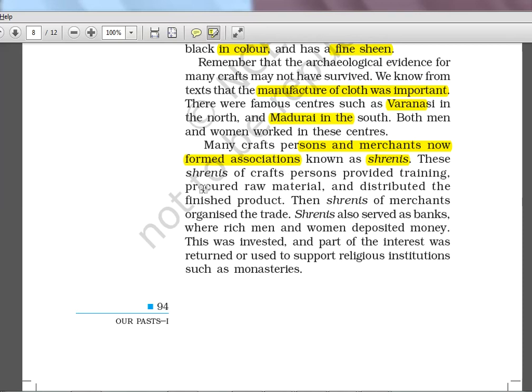They provided training, procured raw material, and distributed the finished products. Then Shrenis of merchants organized the trade, and they also served as banks. Okay, so these kinds of statements UPSC will put: which of the following are true, or what is Shrenis related to. So you should know all these things.